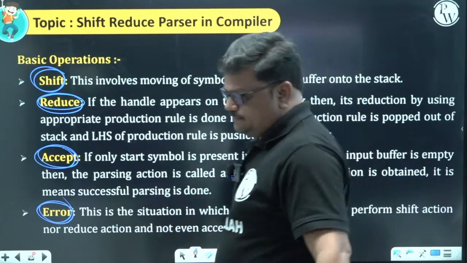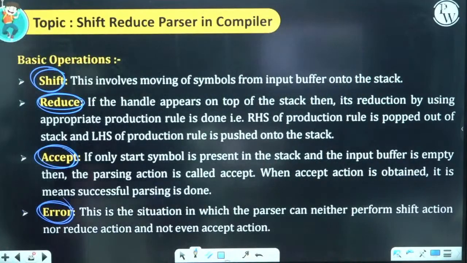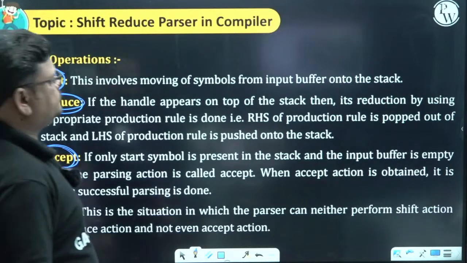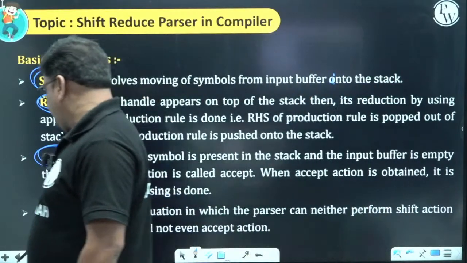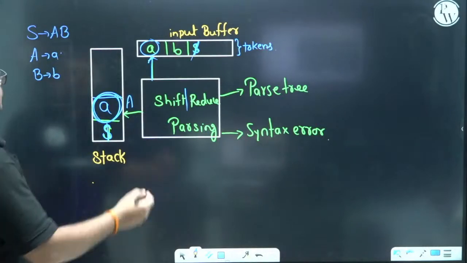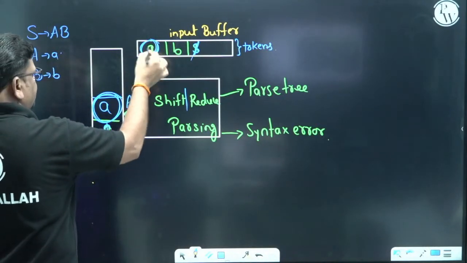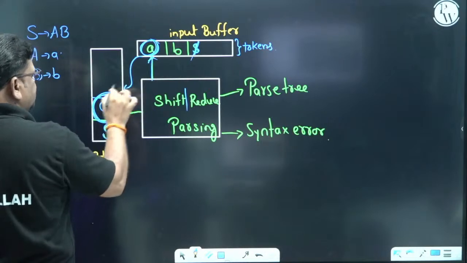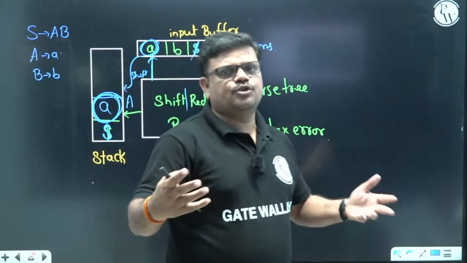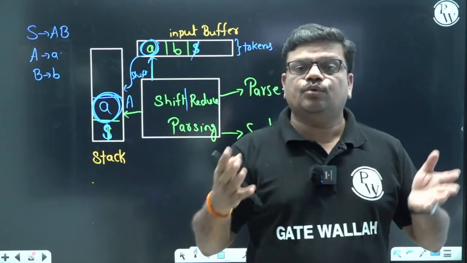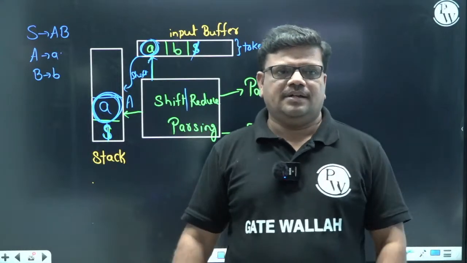What is shift? Shift involves moving symbols from the input buffer into the stack. If you move any symbol from the input buffer to the stack, say this is the symbol in the input buffer and I move it here, this is called shift. Normally you say push operation, no? The push operation is similar to shift. We cannot say push here; we say shift.